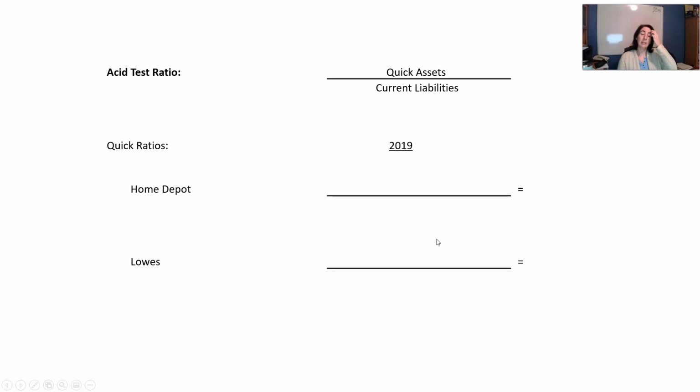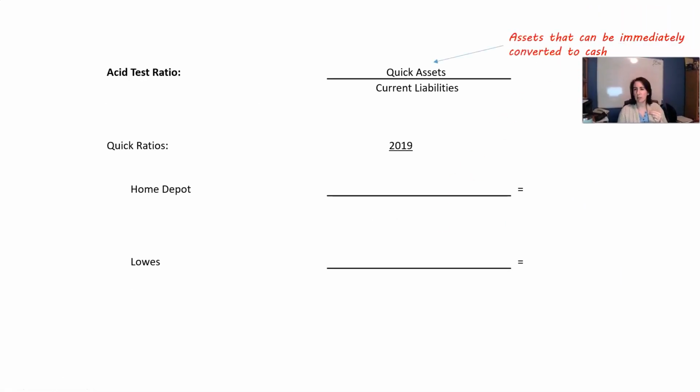Okay, there's something called the acid test ratio. It's also referred to as the quick ratio. Sorry, I'm going to move myself out of the way. Assets that can be immediately converted to cash. So this is a slight twist on what we just did, by making the denominator still current liabilities, but the numerator is quick assets.